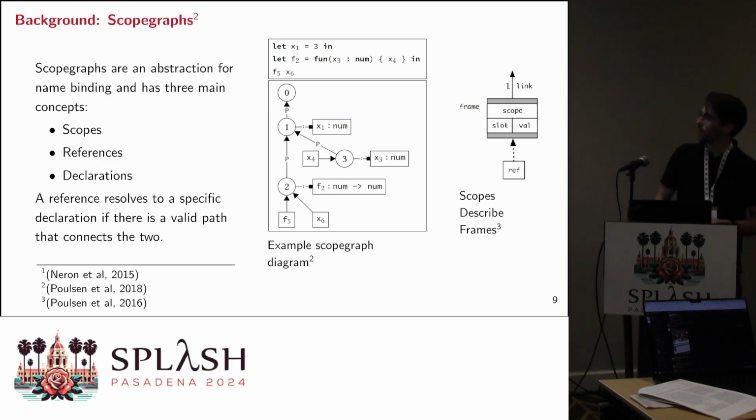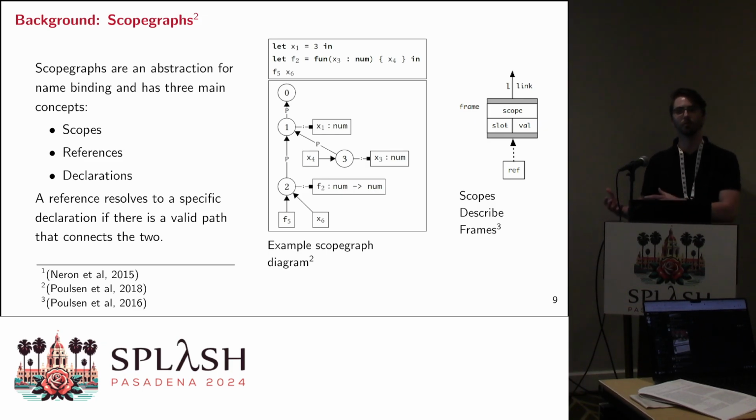And in later work, they introduced a scopes described frames model where scopes essentially function as a blueprint for the heaps you see at runtime. And this is nice because it can be used, for example, to implement sound garbage collection algorithms. In our work, we use the one-to-one correspondence between scopes and frames the other way. So we use frames and heaps to build scope graphs.